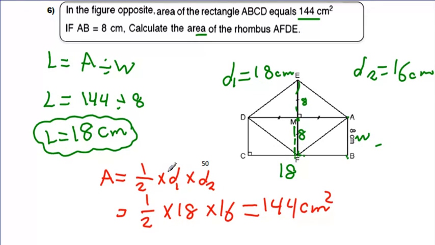So write the rule. Area equals half D1 times D2. It will be equal to half times 18 times 16. You will get 144.